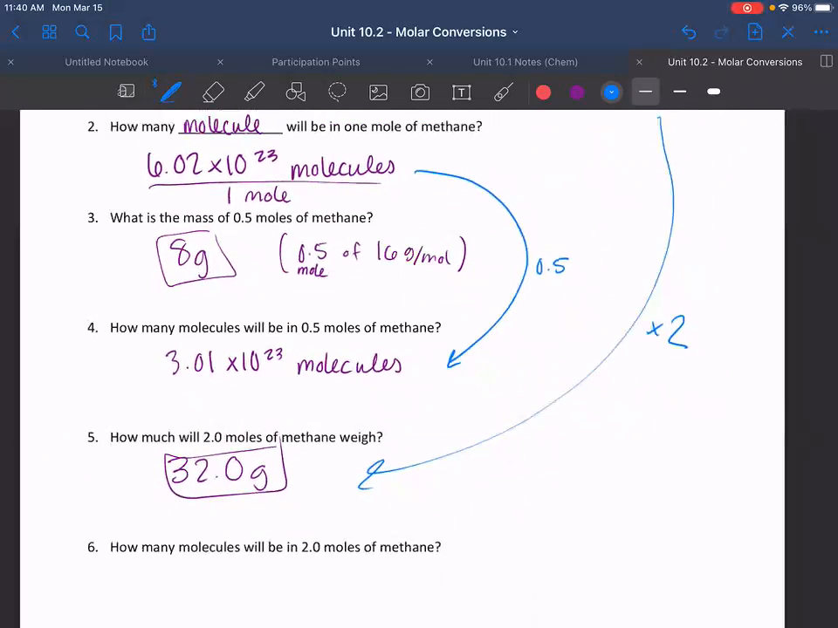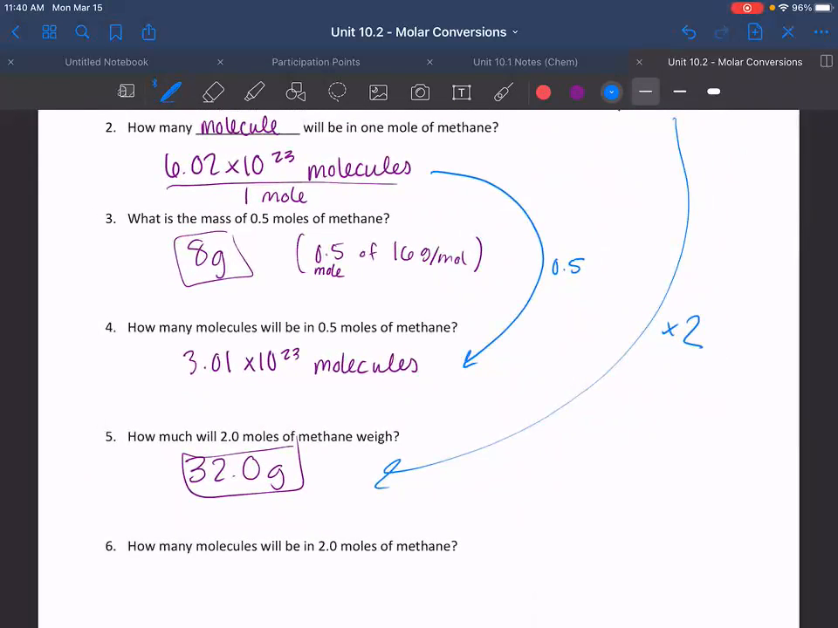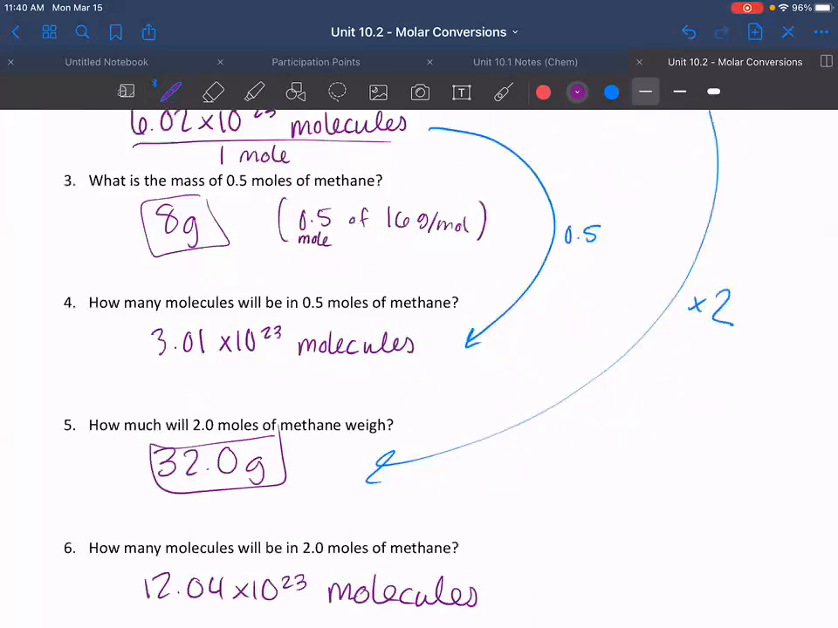How many molecules will be in twice as much? Beautiful. 12.04 times 10 to the 23rd molecules. Now, before you flip the page.